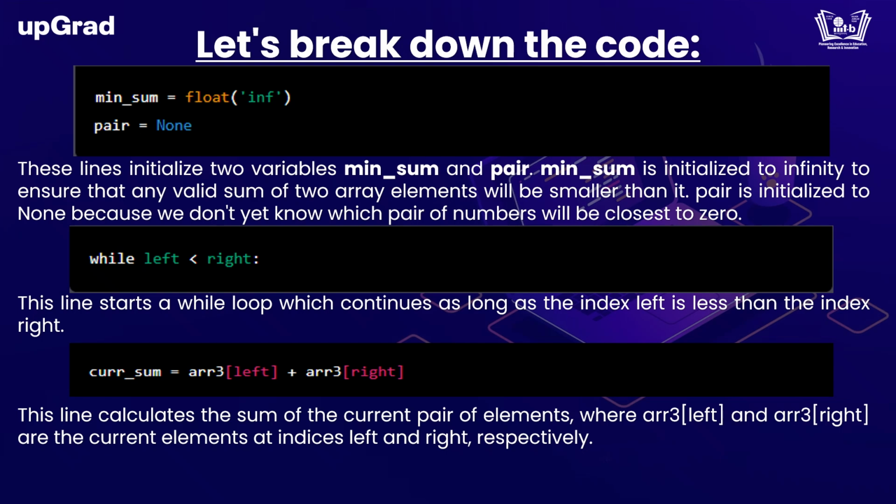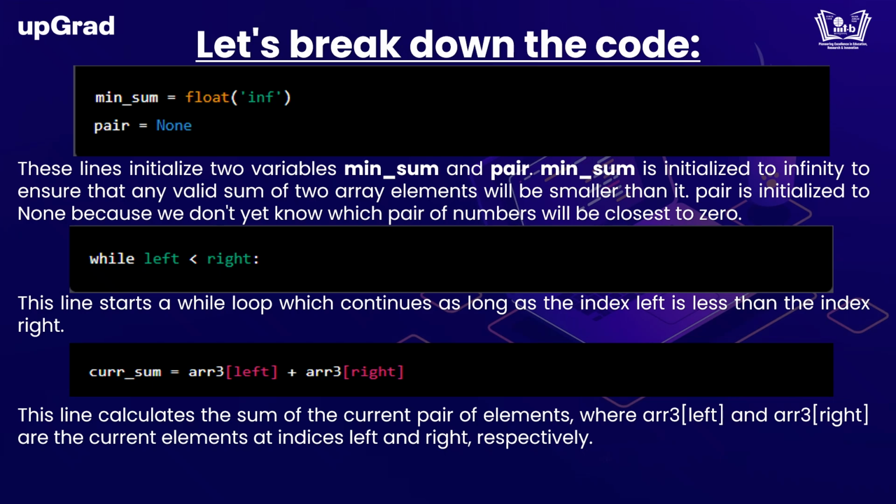We also have a while loop, which runs as long as the index left is less than the index right. The next line calculates the current sum, equal to array of left plus array of right, the sum of the pair of elements where array of left and array of right are the current elements at the indices left and right respectively.